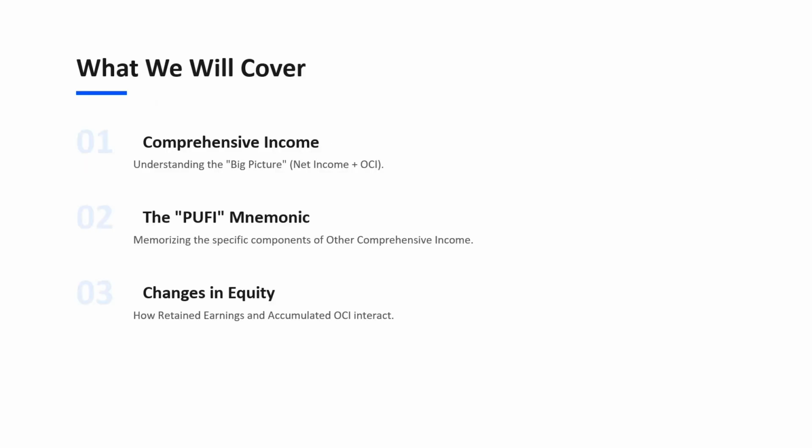Okay, so what are we going to cover today? First, we are going to cover the statement of comprehensive income. Basically, we're going to see the big picture, which is net income plus other comprehensive income. Then we are going to go over the PUFI mnemonic.